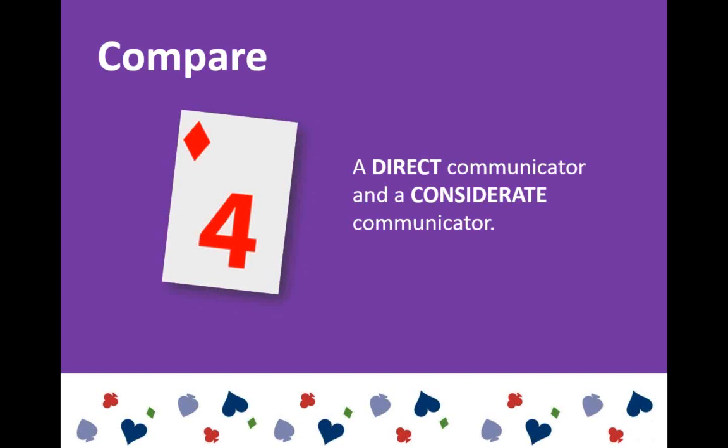Here is the specific task for you folks. If your last name begins with the letters A through L, your job is to type one important similarity between a direct and a considerate communicator. In what ways are they similar to each other? Obviously, both of them are trying to communicate. So if your last name begins A through L, type an important similarity between these two concepts.